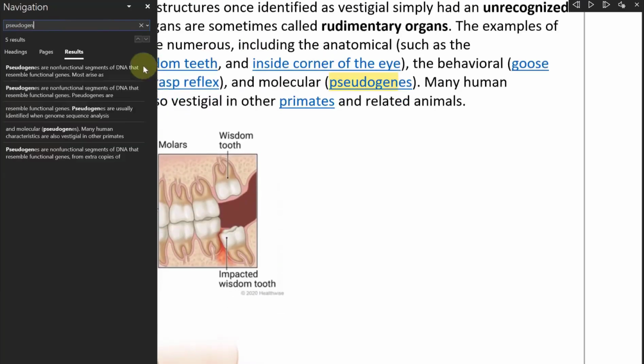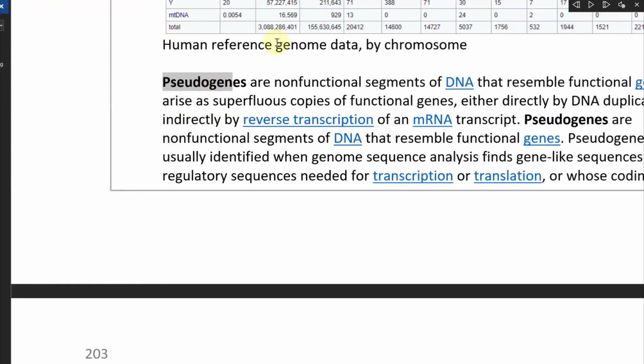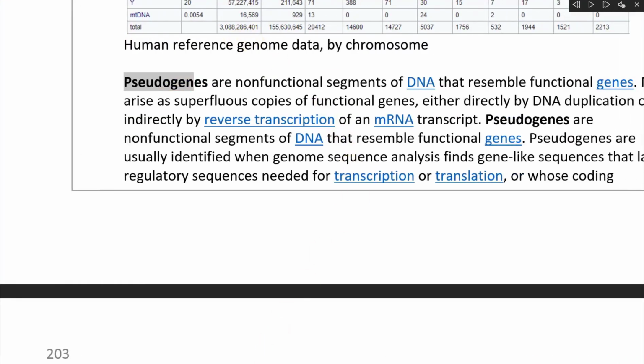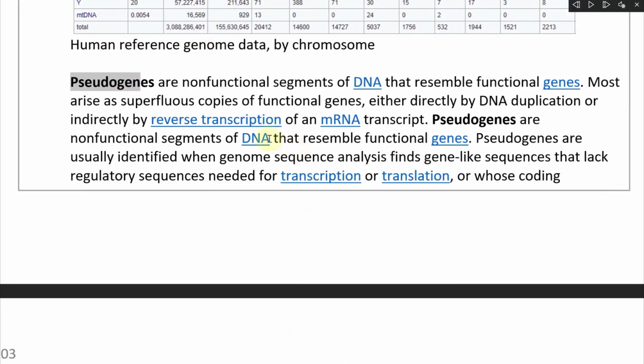So we went over that over here. Pseudogenes are non-functional segments of DNA that resemble functional genes, and most arise as superfluous copies of functional genes, either directly by DNA duplications or indirectly by reverse transcription of an mRNA transcript. So basically, pseudogenes are non-functional segments that represent functional genes.